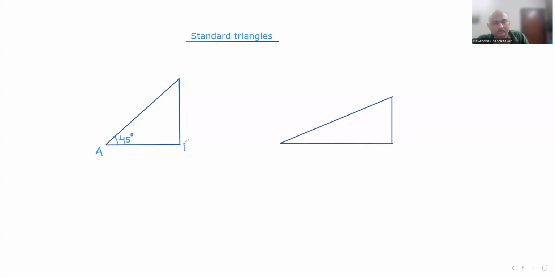This is A, this is B, this is C, right? This is an isosceles triangle. 45 degrees are the angles of the isosceles sides. This is 30 degrees, 60 degrees, and this is 90 degrees. So these are the 2 triangles which you need to memorize. Now, the sides are, please pay attention, kids.